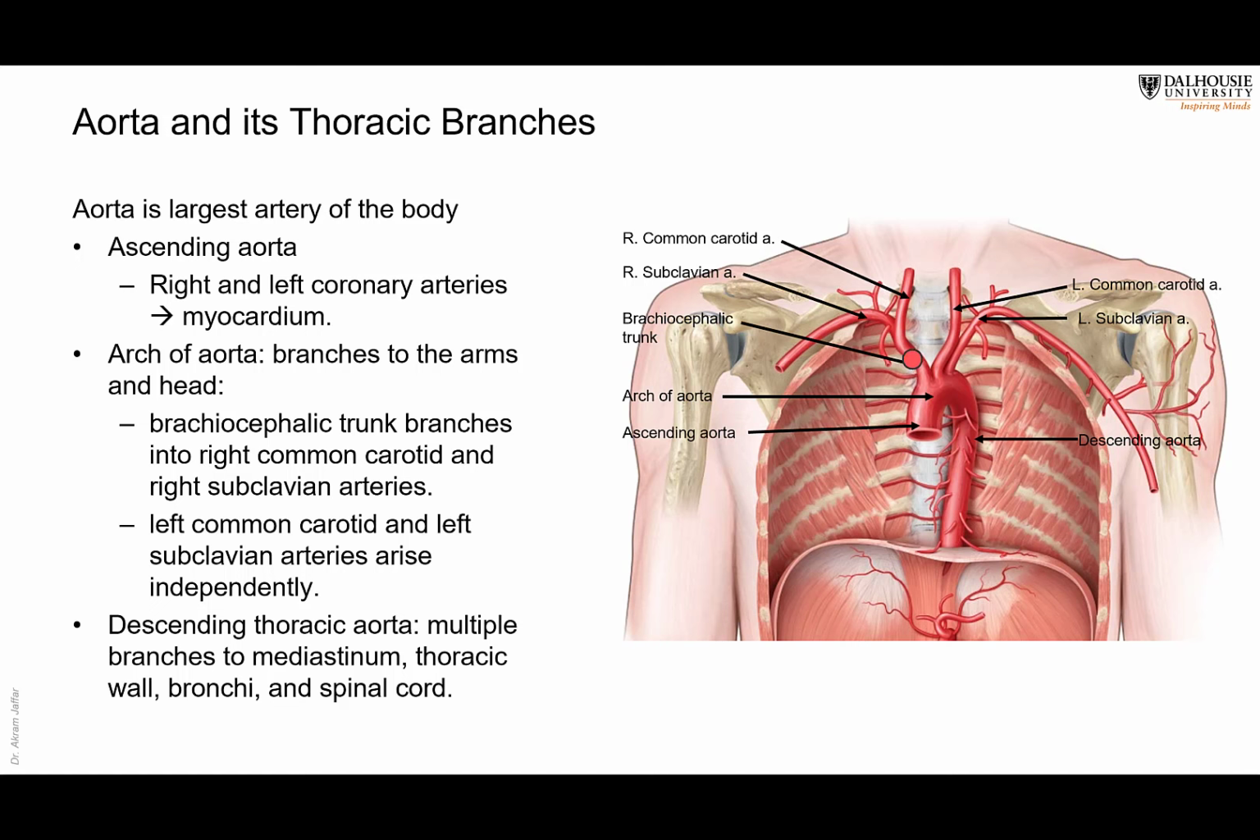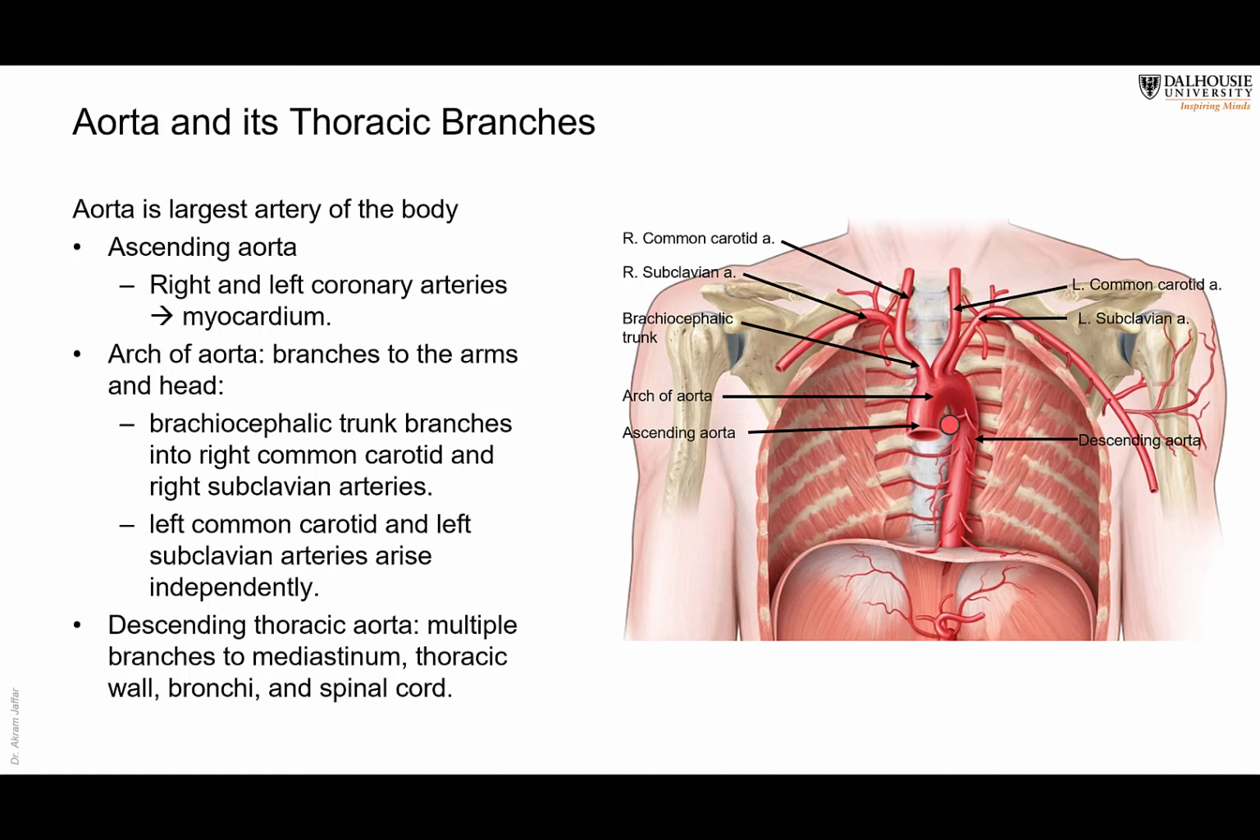So the first branch is called the brachiocephalic trunk. Brachio means that it's going to divide into a subclavian artery, so it supplies the upper limb. Cephalic, it supplies the head via the common carotid artery. Then we have the left common carotid and the left subclavian. So the left common carotid and left subclavian arise by themselves from the arch of the aorta, but the right common carotid and right subclavian arise from a common trunk, which is called the brachiocephalic trunk. So we have three arteries arising from the arch of the aorta.